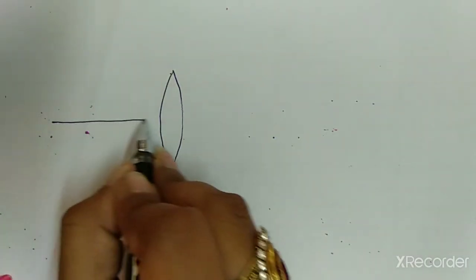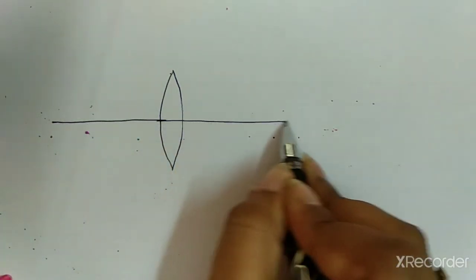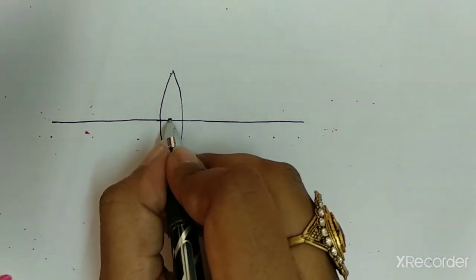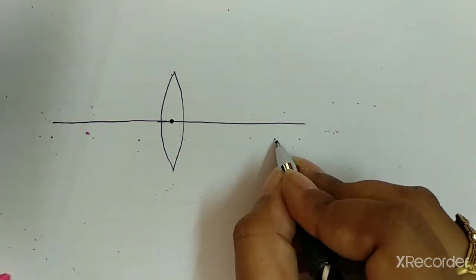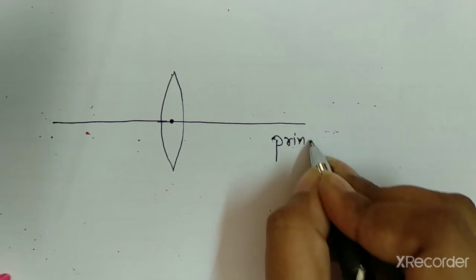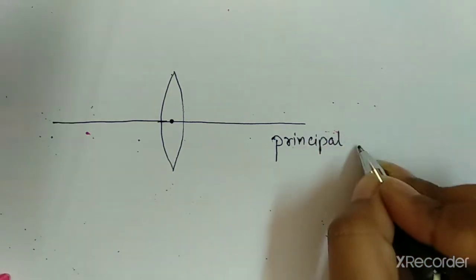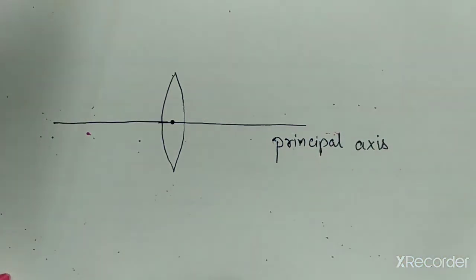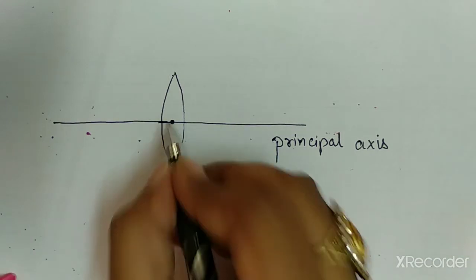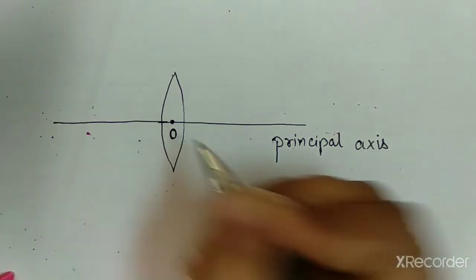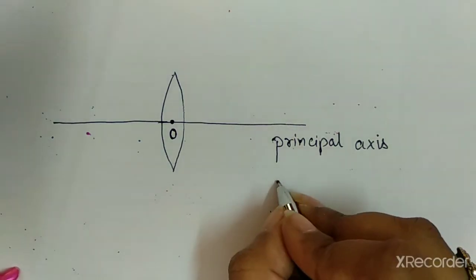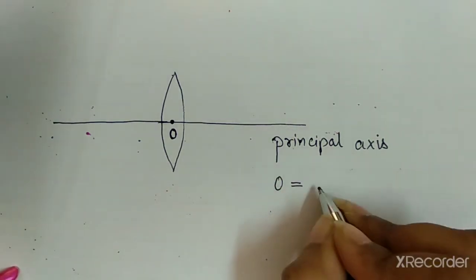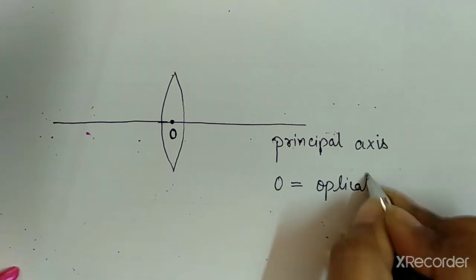So if I draw a line passing through the center of the lens, then this line is known as principal axis. So this is the principal axis. The center of the lens, I am denoting it by O. It is known as optical center. So I'll write here, O is the optical center of the lens.